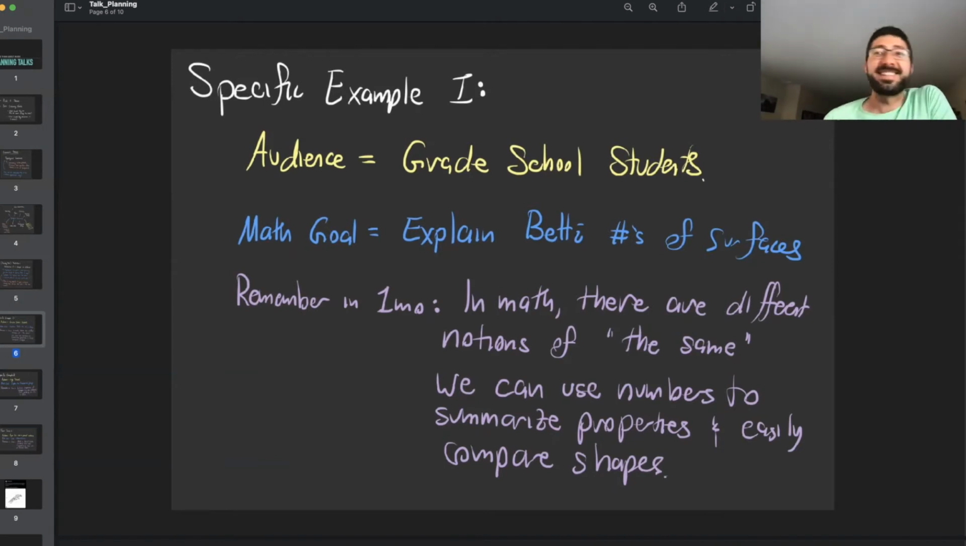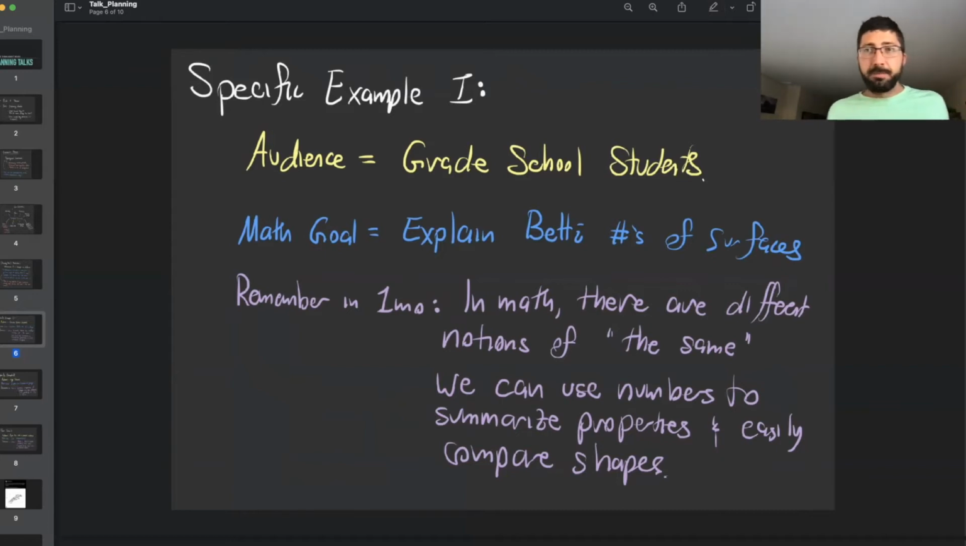And so what I want to do next is explain two examples of talks in this area that I've given. The first specific example: my target audience was grade schoolers, and I was speaking to them about mathematics. My math goal at the time was more specific, but it fit into this topological invariance. I wanted to explain something about Betti numbers, something about homology. The more general way to phrase this goal is that I wanted to explain something about invariance of surfaces. And the particular invariant I was honing in on was the lower Betti numbers.